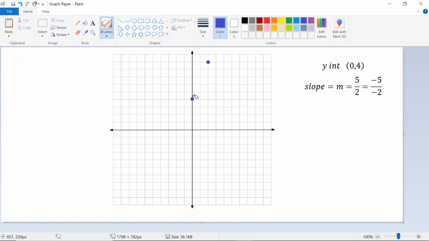So in this case, you might want to go in the other direction of down 5 and to the left 2. Notice that if you went down 5 and to the left 2, you'll get a point right here, which is on the same line. And if you wanted to go down 5 again and left 2 again, you'll get another point which is on that same line. So now we can see the pattern, and we will simply connect the dots with a straight line.